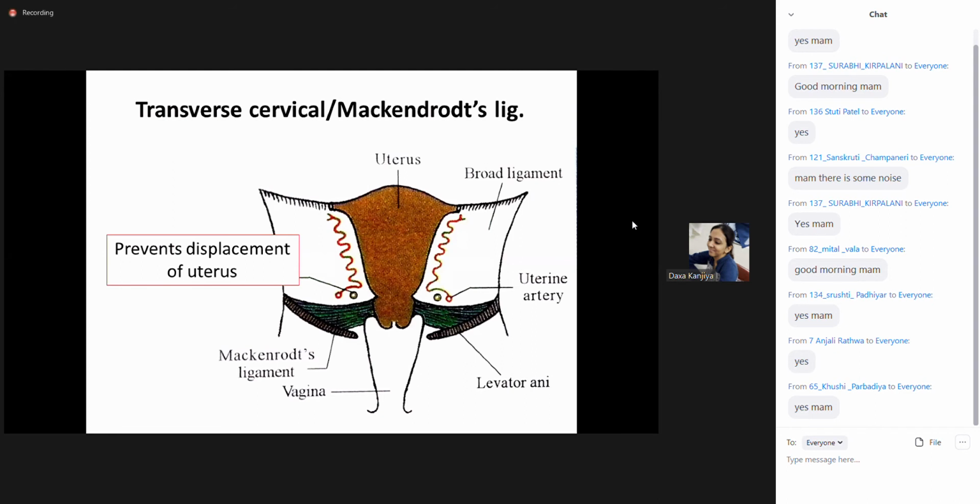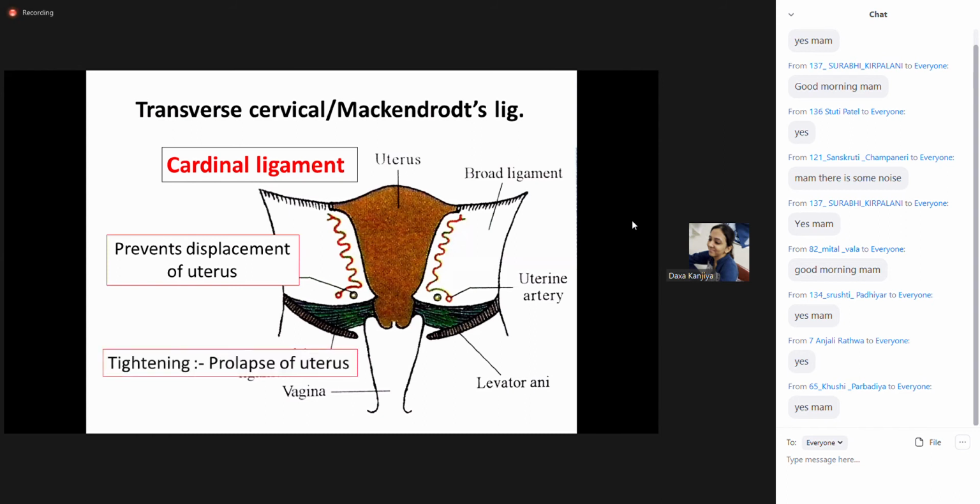Now this ligament prevents downward displacement of the uterus through the vagina, and that's why it is the main cardinal ligament. In case of prolapse of the uterus, tightening of this ligament is performed. This is the main ligament which supports the uterus from below, and it prevents the downward displacement. Mackenrodt's ligament is the cardinal ligament, and tightening of it is performed during prolapse of the uterus.